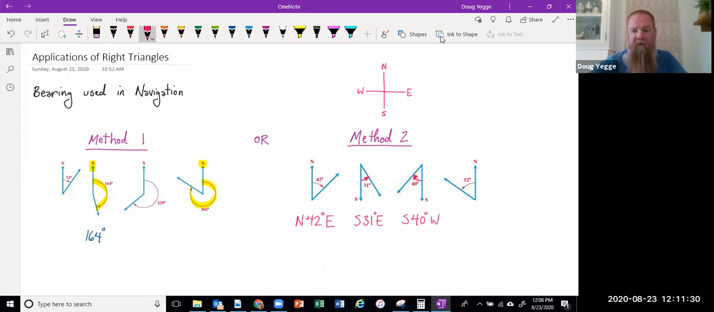So you can see that this is technically in the northeast direction, and this is in the southeast direction, but it's telling you how far in the southeast or the southwest direction. So this last one, you would be, again, starting by pointing north and turn 52 degrees towards the west. So this would be north 52 degrees west. These are just a couple of different ways to describe bearing, and both of these are going to be used in applications for triangles.